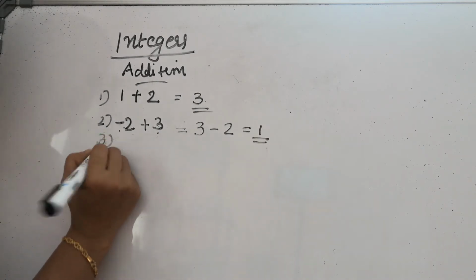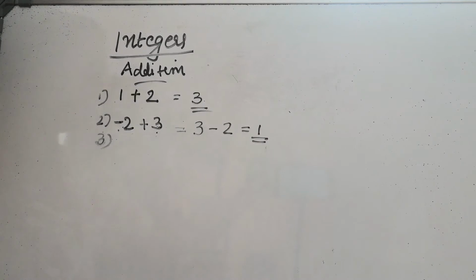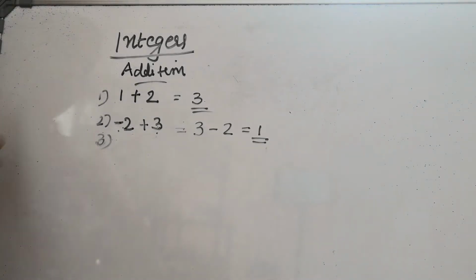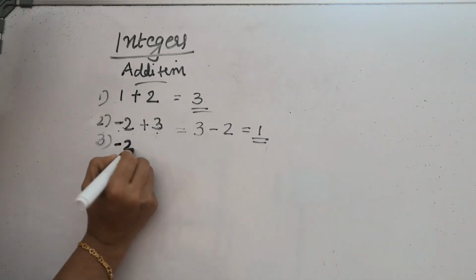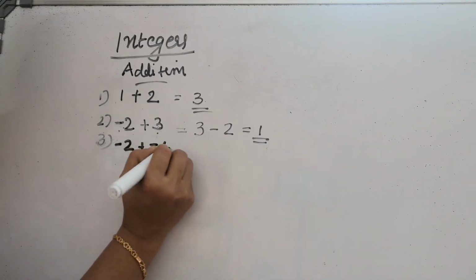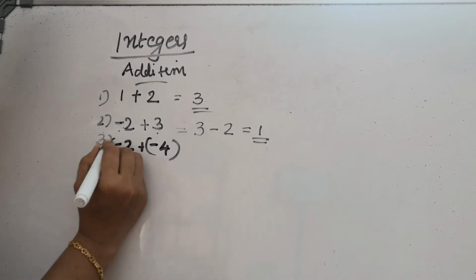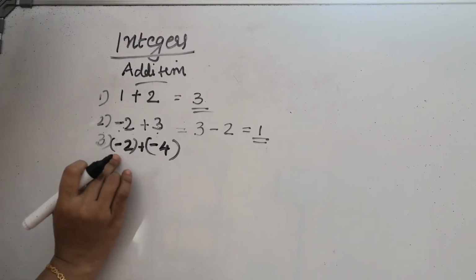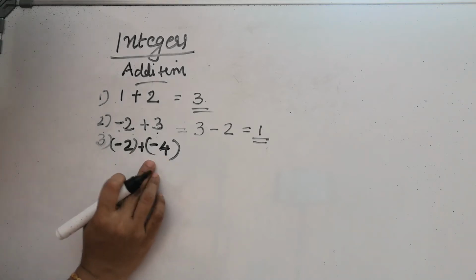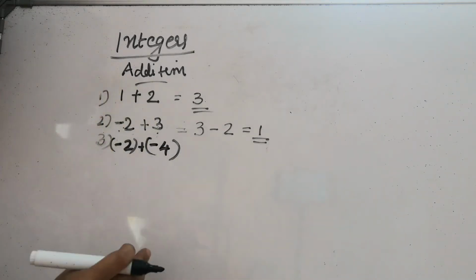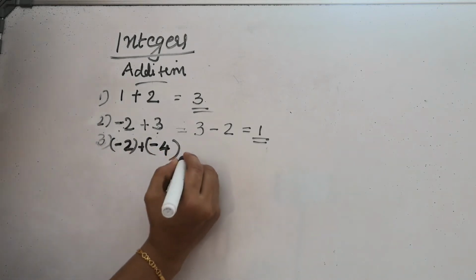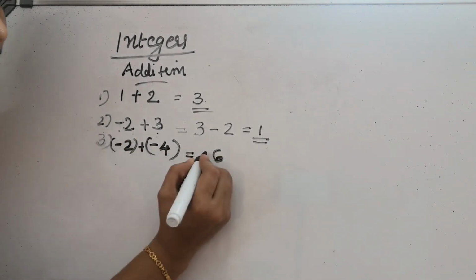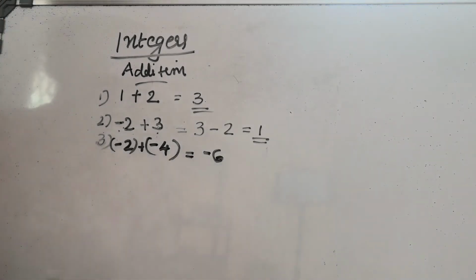Okay, then your next problem, third one. Next we check with two negative numbers. That becomes negative 2 added with negative 4. These two numbers are negative numbers with the same sign. Here 2 is also a negative number, 4 is also a negative number. If it is a negative sign and the same sign, we have to add 4 plus 2. Then you write 6 and put the negative sign before the answer.